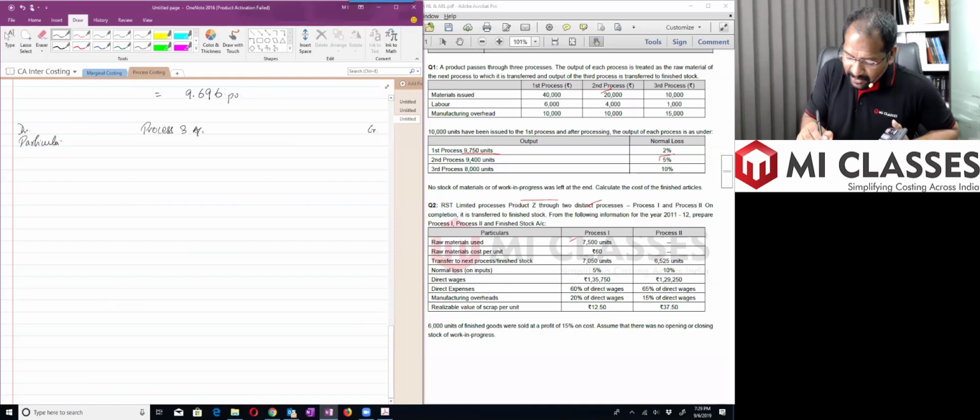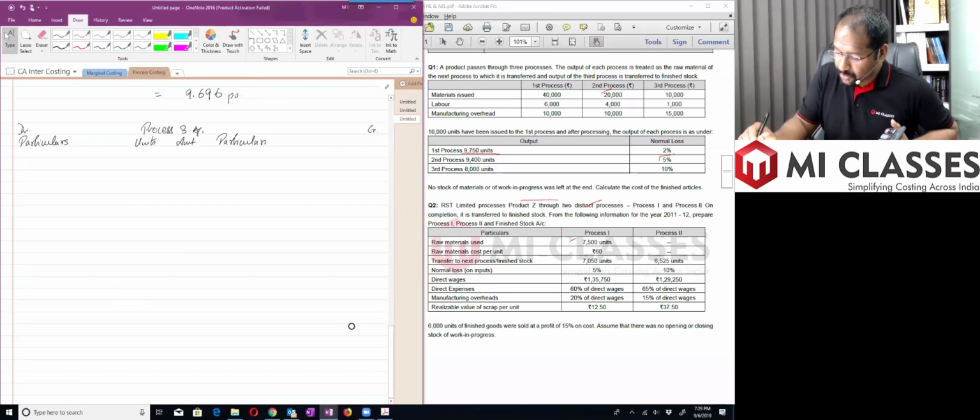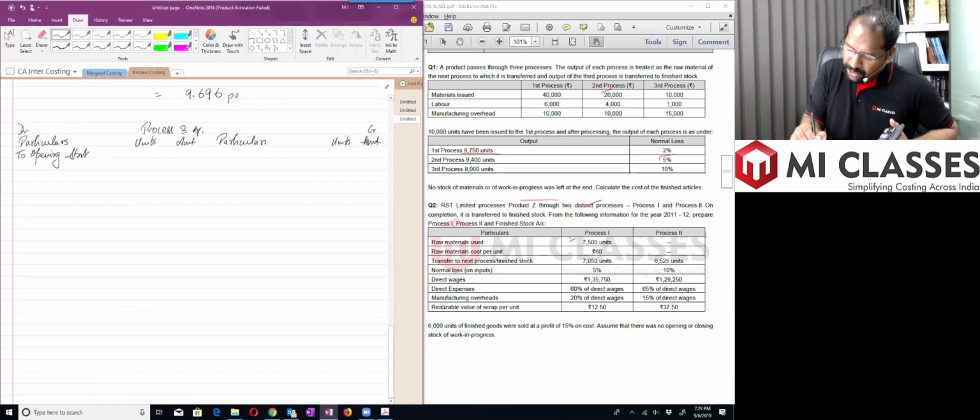So particulars, units, and amount. All right. So again, we'll write particulars, units, and amount. So first one, to opening stock. Whether we have or we do not have, my habit should be there to write opening stock. Now we'll go like a pro.